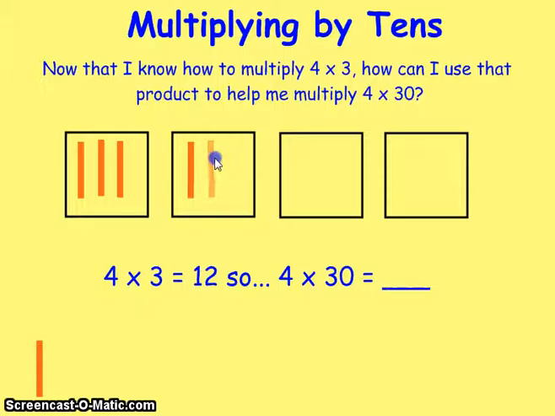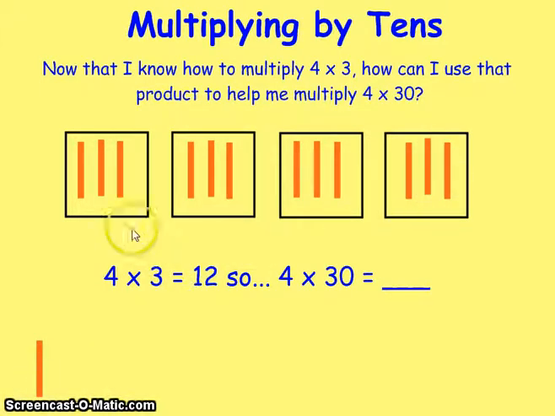Last time, when I counted to find my product, I counted by 3s. But I'm not going to count by 3 this time. What am I going to count by? If you said 30, you are correct. I can look at each group and think 30 plus 30 plus 30 plus 30, or I can count my rods to be sure. 10, 20, 30, 40, 50, 60, 70, 80, 90, 100, 110, 120. So 4 times 3 is 12, and 4 times 30 is 120.